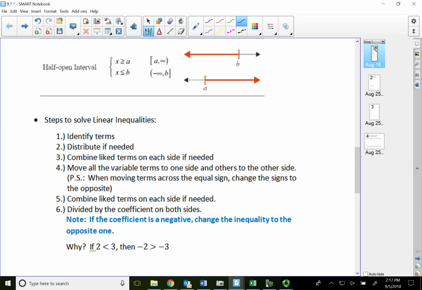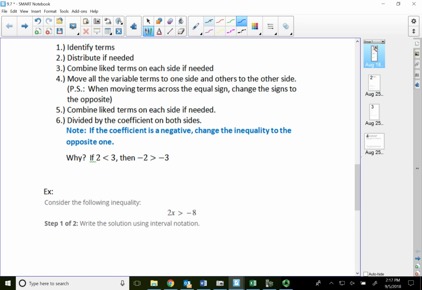For inequalities, if the coefficient is negative, if I ever need to divide both sides by a negative coefficient, then I got to change the inequality to the opposite one. And here's the reason why.